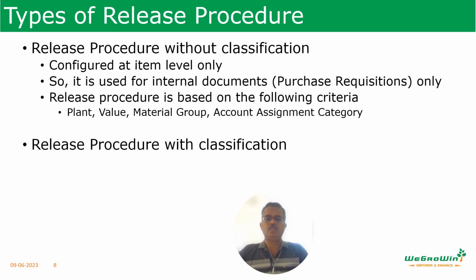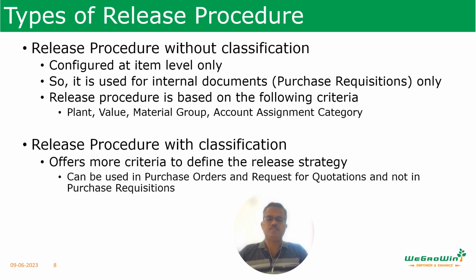In a release procedure without classification, we can set the release based on four criteria: plant, value, material group, and account assignment. And then the release procedure with classification offers many more criteria to define the release strategy. We can define either of these procedures, with or without classification, for purchase requisitions. But for POs and RFQs, we should use the release procedure with classification only. So in this session, we are going to discuss the release procedure with classification only.